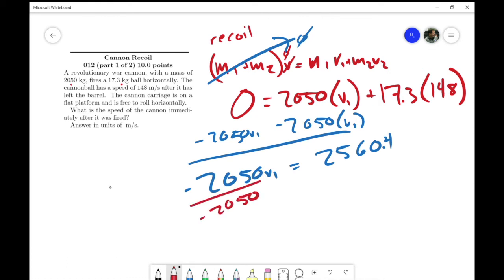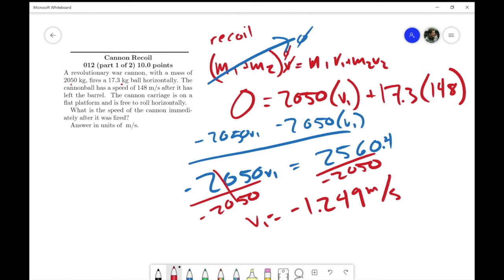I divide both sides by the 2050. All right, I'm doing my algebra here. V1 is going to be equal to a negative velocity. And again, because we said 148 was positive, V1 should be negative. Okay, so I will get a negative velocity. But let me get the number first. So I get the cannon going back at basically 1.25 meters per second.